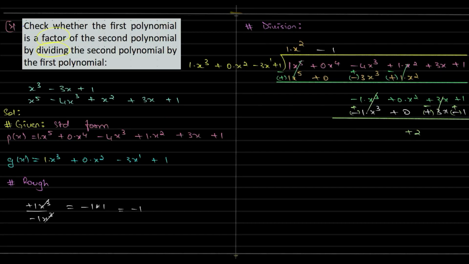So we have 1, and the missing term is x, so 0x, minus 1. So this is right. Then we can conclude that, as the remainder is a non-zero value, if you want to write it properly, as the remainder is non-zero, this implies g of x is not a factor of p of x.